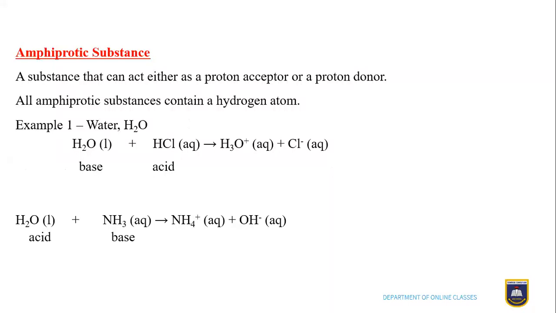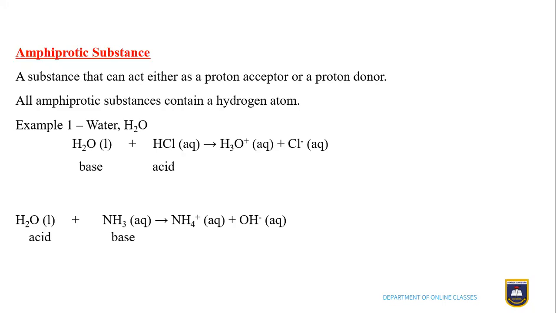Then another term we'll talk about is amphiprotic substances. These are all terms you can be asked to define and give examples. The twin brother of this is amphoteric, but they are two different things. A substance that can act either as a proton acceptor or a proton donor. Did you see what I said? I didn't say can act as an acid or as a base. It can act as a proton acceptor or a proton donor. It's called an amphiprotic substance.